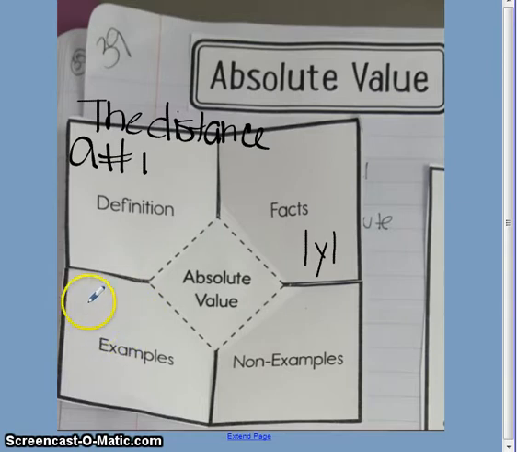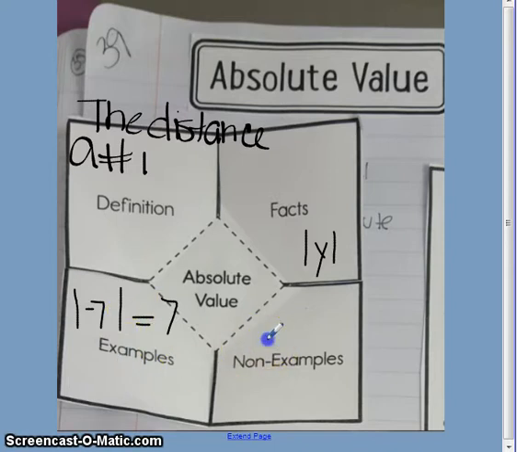For examples, since it's not working on my iPad to sync up, I'm going to go ahead and write it on the screen here. My example would be these 2 vertical bars. If I had a -7, so my absolute value of -7 equals 7. Just remember that you're putting this underneath the flap and not on it.